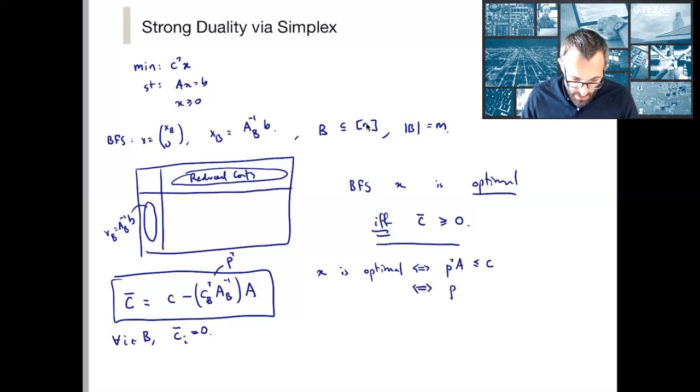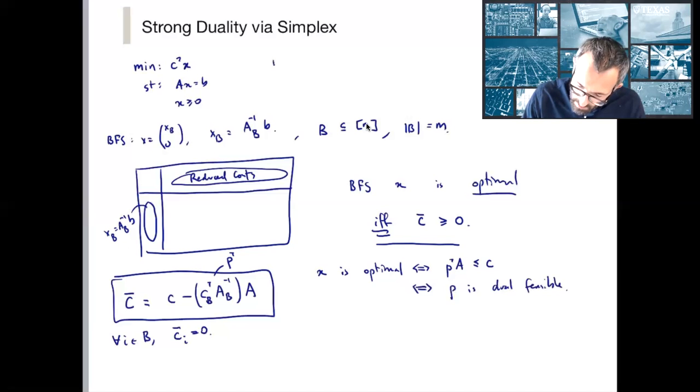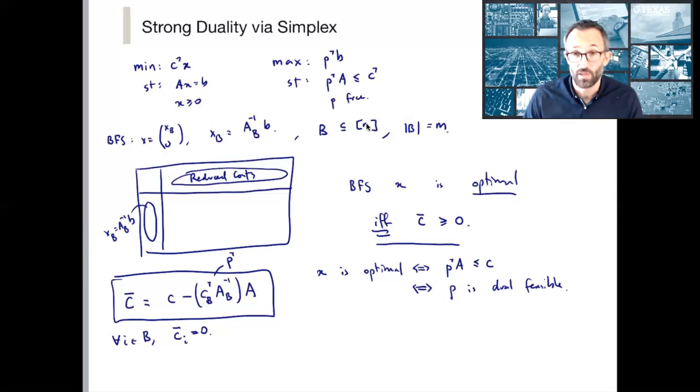that P is dual feasible. Let's write out the dual problem here from the previous slide. Maximize P transpose B subject to P transpose A less than or equal to C transpose, and P is free, unrestricted in sign. So we've got that, and now let's also see what the relative values are.